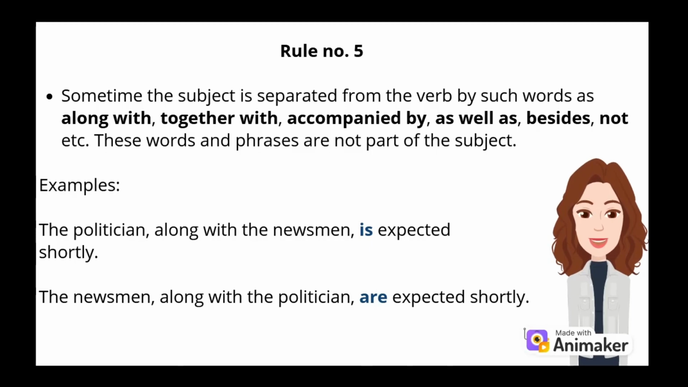So the first example is the politician along with the newsman is expected shortly. Here the subject is politician and it is singular. That is why the verb is singular as well. Now, the next example is the newsman along with the politician are expected shortly. Here, you can see the subject has changed. Now, the subject is plural. So, the verb will be plural as well. So, the verb is are.